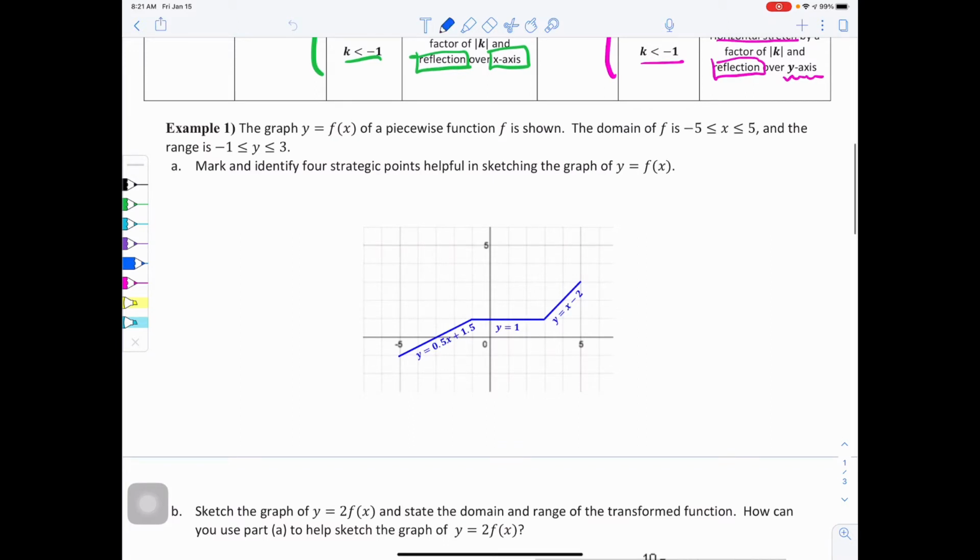So our key points are going to be right here at the end at (-5, -1). Right here is another place where you can tell that that line segment ends, so (-1, 1). The next piece ends here at (3, 1). And lastly, at the edge here, we have (5, 3). Those key points will help us sketch the graph.